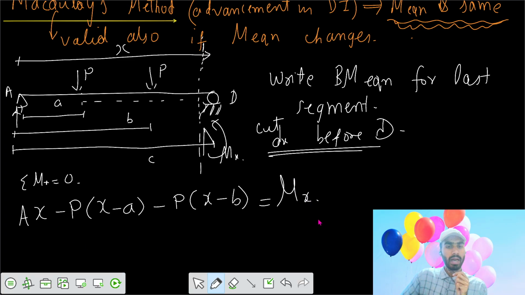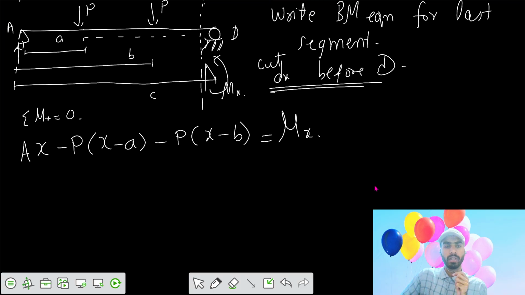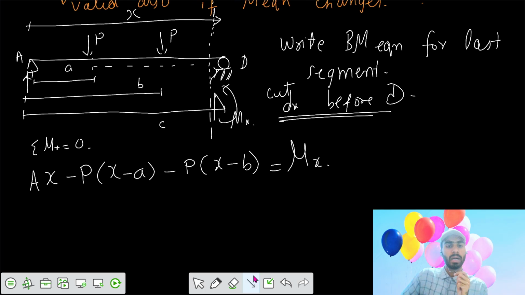So the equation becomes this, but how is it valid? This term is not valid for this part, and this term is also not valid in this part. But after you cross the point P, the term P (x minus a) is valid in this part, but this other term is not valid here. Similarly, when you go to the last segment, all three terms are valid.